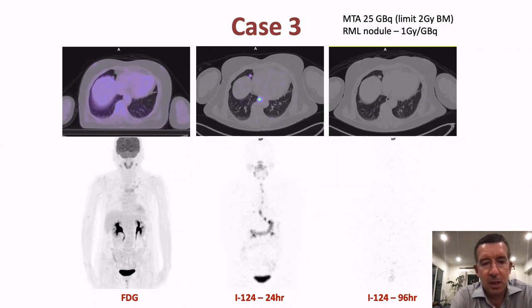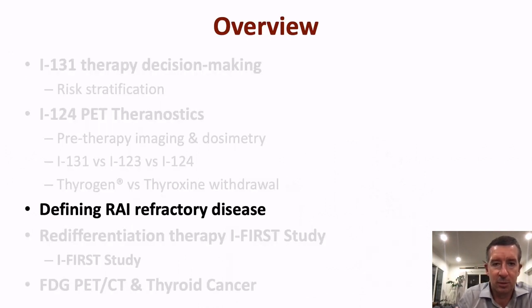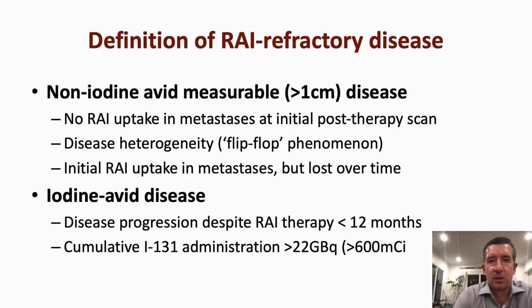She underwent an I124 PET, which really showed suboptimal activity there to recommend treatment, and that treatment was avoided. Just moving on to the definitions of radioactive iodine refractory disease now, and this is another key feature of I124 PET, which I think everyone should be familiar with.